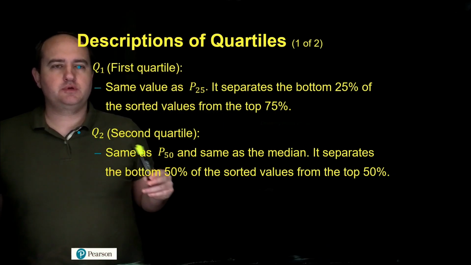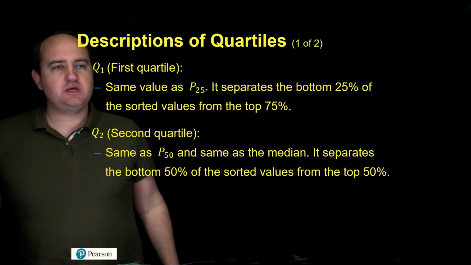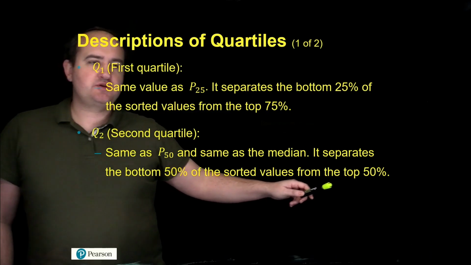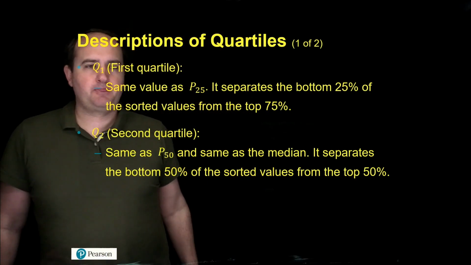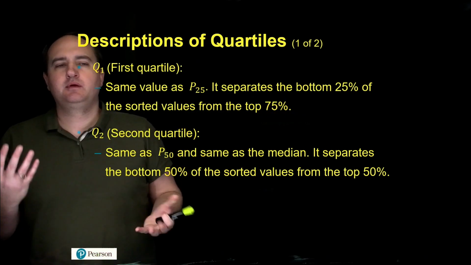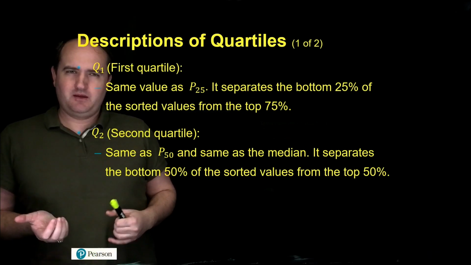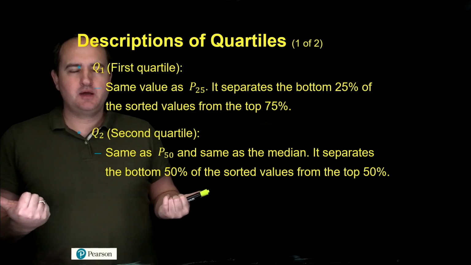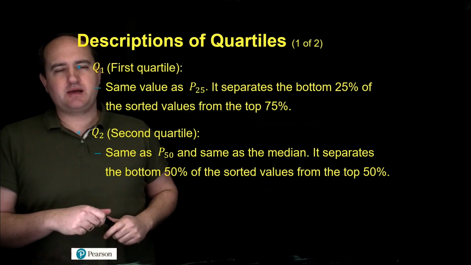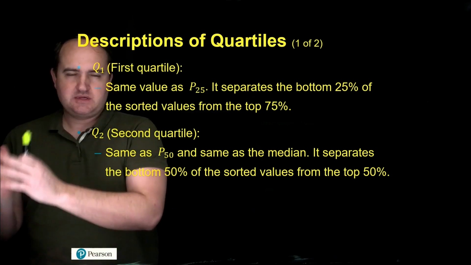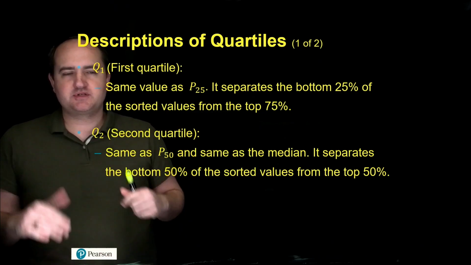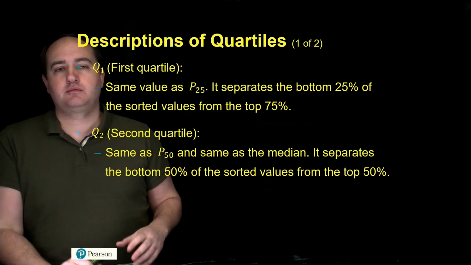Okay, so Q2 is the same as P50, which is the same as the median, and it separates roughly the bottom 50% of the sorted values from the top 50%. And the reason I keep saying roughly 50% or roughly 25% is if you think about it, if you have an even number of data values versus an odd number of data values, you might not be separating exactly 50% on the left and then 50% on the right. It might not be those exact percentages, but it's the closest we can get. Okay.